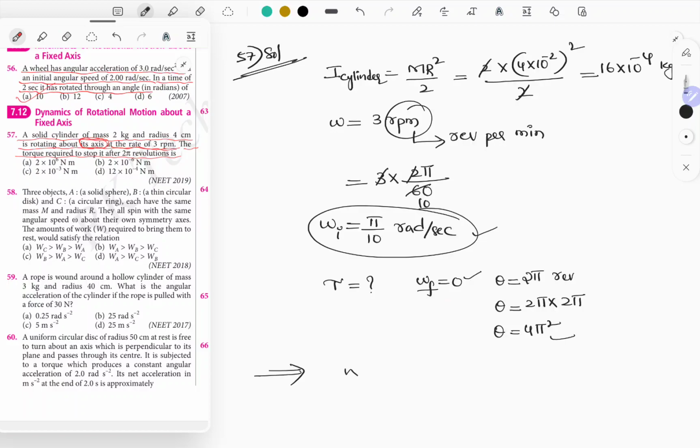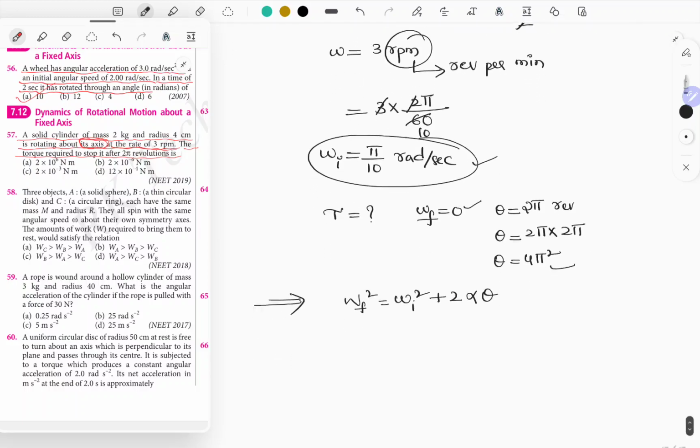So what's the formula which is applicable? Omega final square is equal to omega initial square plus 2 alpha theta. This is the rotational kinematic equation. Omega final square is going to be 0. Omega initial square is nothing but pi square by 100. So alpha is going to be negative. That is the reason the rotating object is going to come to rest.